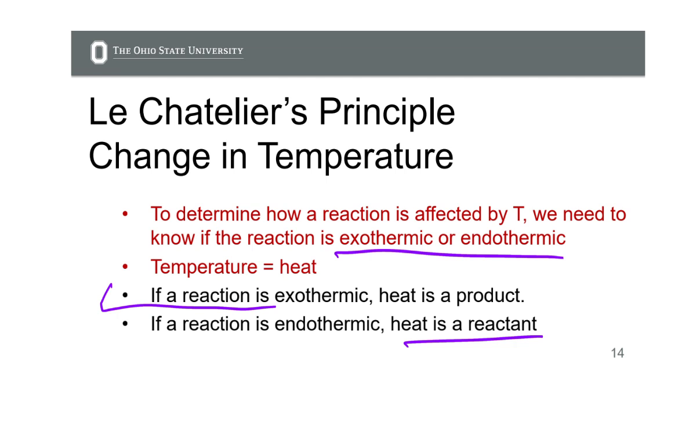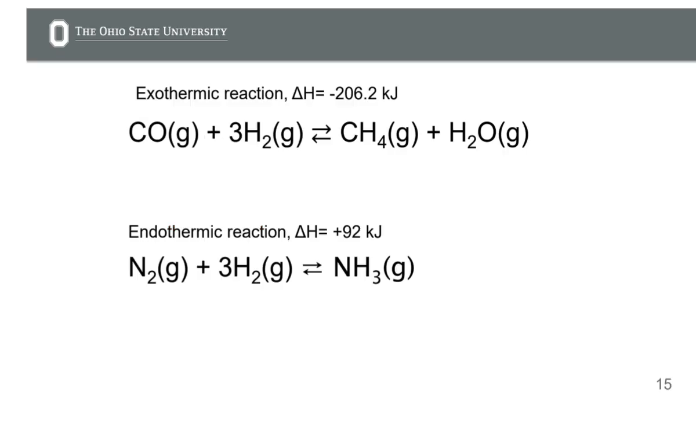And that makes it really easy to predict what's going to happen to the equilibrium, because it's usually true that understanding what happens when we affect the concentration of a reactant or product is much easier to think about. So now if we just think of heat as a reactant, we should know what to expect.